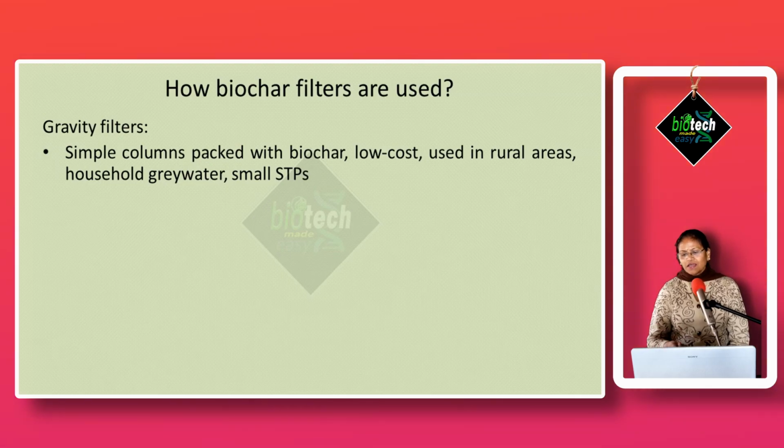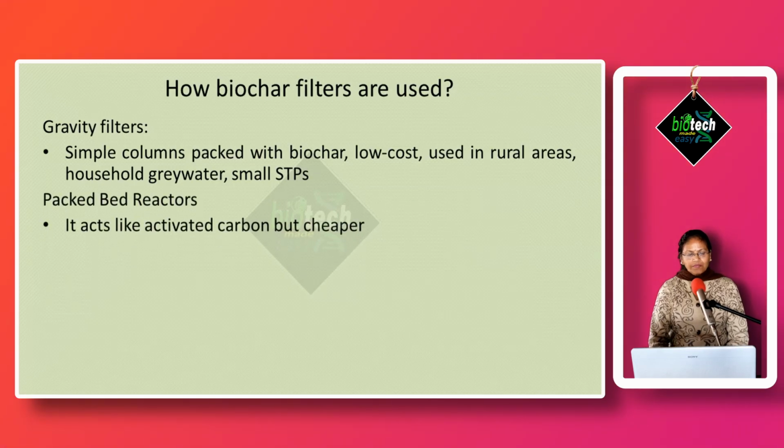So it is low cost, and it is very good for use in rural areas and also for household grey water. Grey water is the water which is coming from the bathrooms and all. And for small STPs also, these filters are very good.